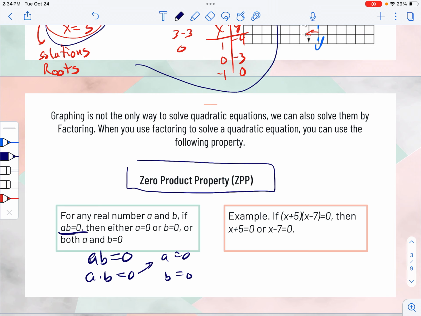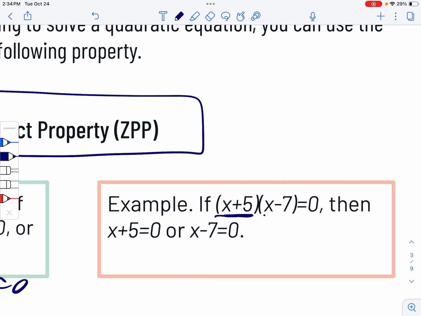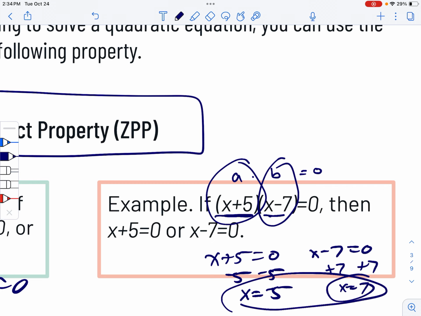That's going to help us solve these quadratic equations, because when we factor them down to, say, factors of x plus 5 and x minus 7, this is kind of like my a times b, and that's equal to 0. That means x plus 5 could equal 0, and then you just solve that. Subtracting 5 from both sides, x equals -5. Or the b, the second factor, x minus 7, could equal 0. Solving that, I get x equals 7. So my solutions would be -5 and 7 for this one.